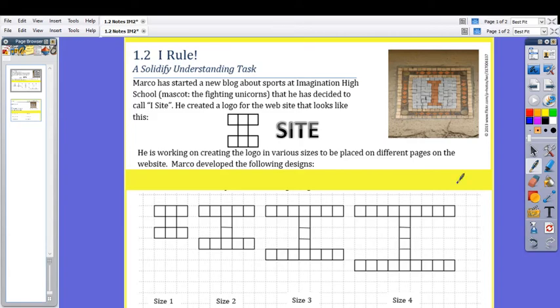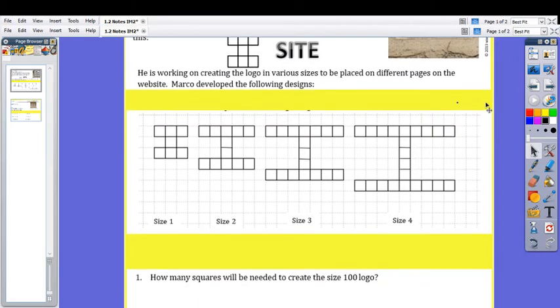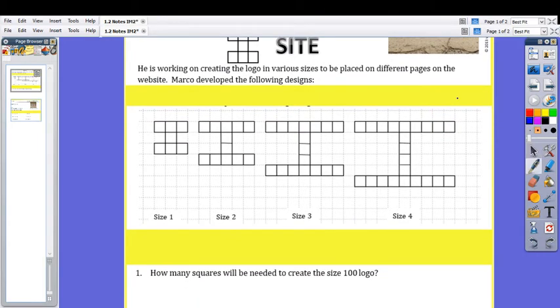Alright students, let's get started on our module 1.2. In it, the scenario is there's a high school student, Marco, and he created this logo for his website. He is playing with different sizes of that eye logo for his eyesight. So we need to find a pattern in that logo design. Then let's find out what's happening.